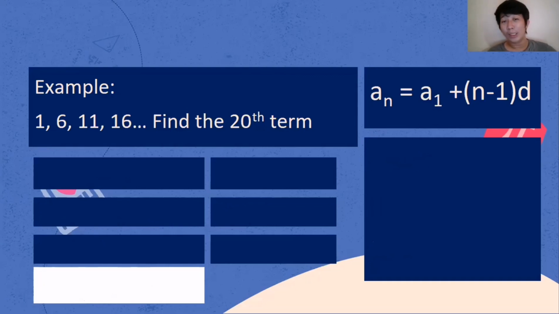What are the given? What is a sub 1? A sub 1 is? Very good, 1. That is the first term. Next, what is the value of n?